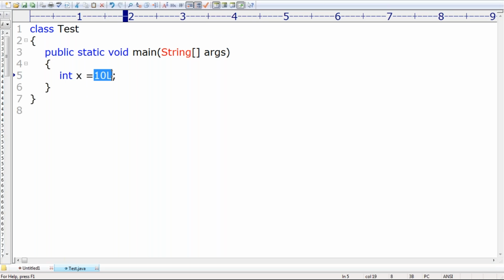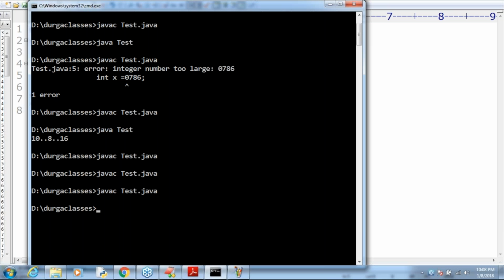10L means how many bytes? 10L, long, means how many bytes? 8 bytes. But here you are assigning an 8-byte value to a 4-byte variable, which is the bigger problem. It is not possible. Sufficient space is not there, right? That's why the compiler will give an error.